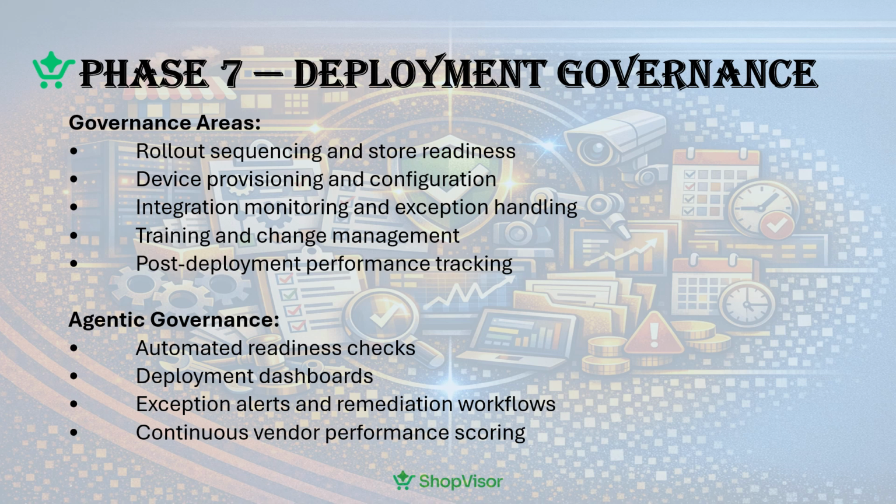Post-deployment and performance tracking. Are they having problems with it? And where are those problems? Agentic governance gives you automatic readiness checks, gives you deployment dashboards to help you manage this, exception alerts and remediation workflows. Hey, there's a particular problem at one store. How do we fix it? Continuous vendor performance monitoring and scoring.